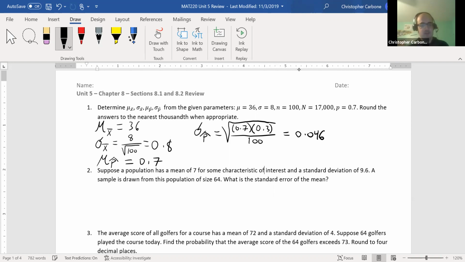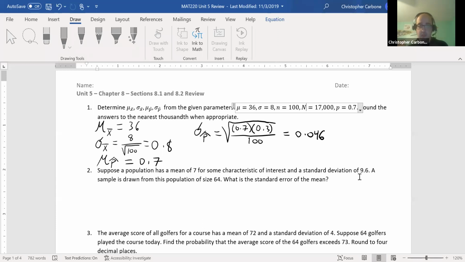The second question is, suppose a population has a mean of 7 for some characteristic of interest and a standard deviation of 9.6. A sample is drawn from this population of size 64. We want to know the standard error of the mean.